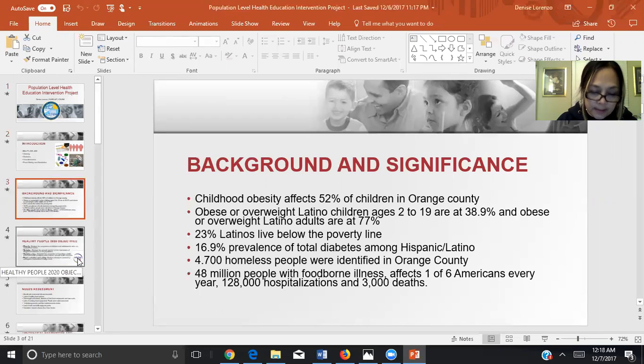Foodborne illness or food poisoning also affects about 1 in 6 Americans every year. That is 48 million people. CDC estimates that of these cases, there are 128,000 hospitalizations and 3,000 deaths.